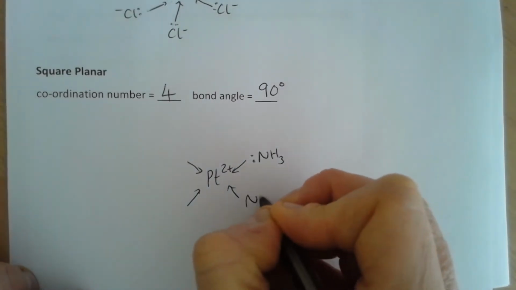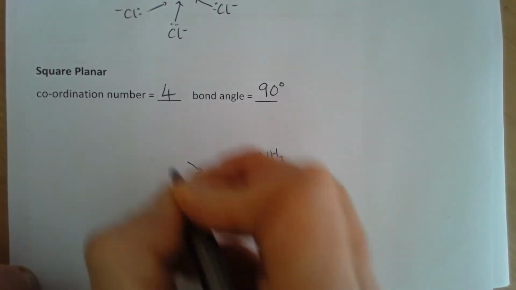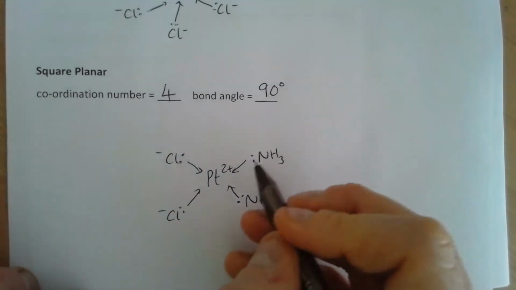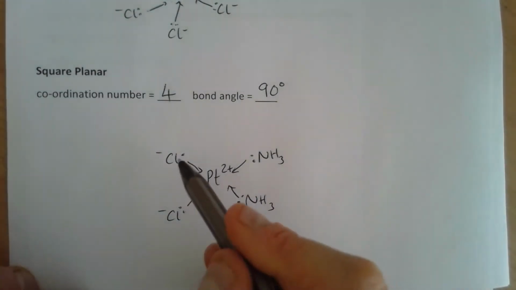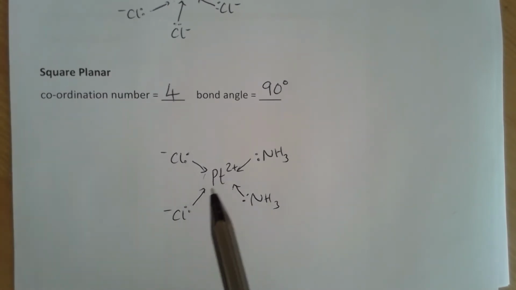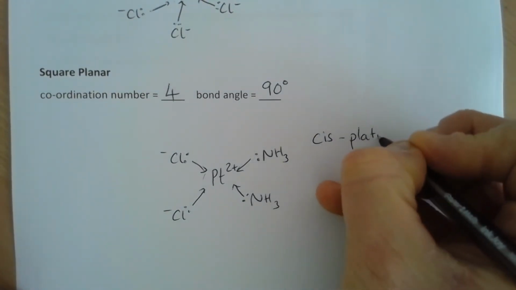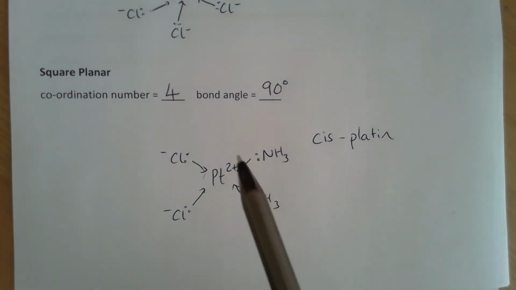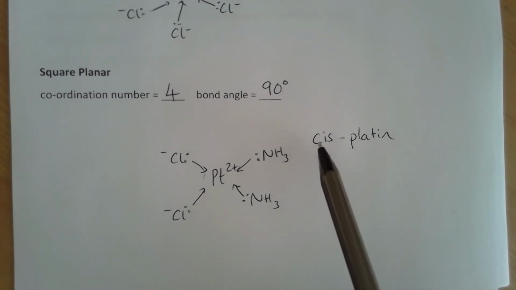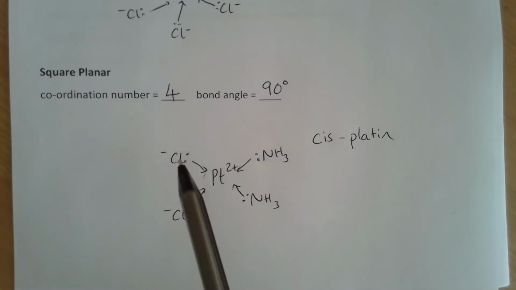And cisplatin has two ammonia ligands and two chloride ligands dative covalently bonded to a platinum 2+ ion. So this is called cisplatin. There is another isomer called transplatin, in which case we'd swap this ammonia ligand with this chloride ligand, but we'll deal with that when we look at isomerism in transition metal complexes.